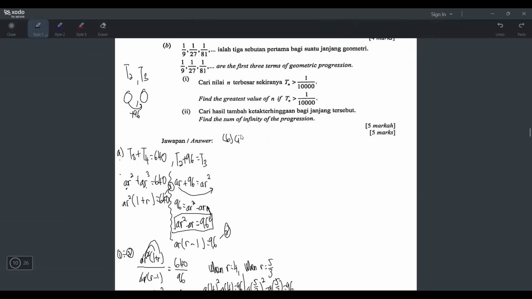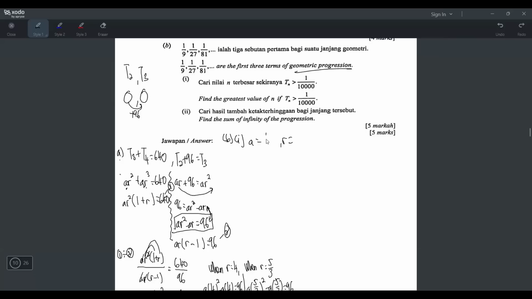B1. Let's see. 1 over 9, 1 over 27, 1 over 81 are the first three terms of a geometric progression. If they give you the first three terms, you can already write down the A and the R, because it's geometric, so A and R. If arithmetic, find the A and D. Geometric, write A and R.